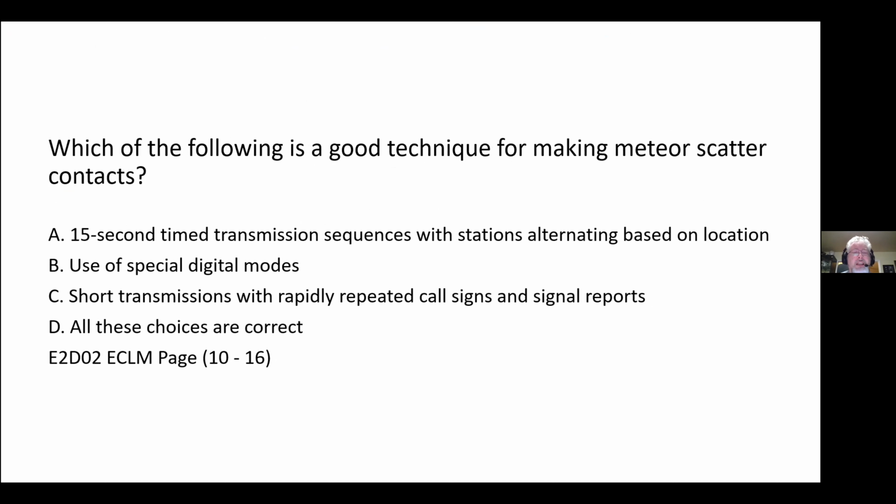Which of the following is a good technique for making meteor scatter contacts? A, 15-second timed transmission sequences with stations alternating between a location. B, use of special digital modes. C, short transmissions with rapidly repeated call signs and signal reports. Or D, all these choices are correct. Delta is correct, all of these.